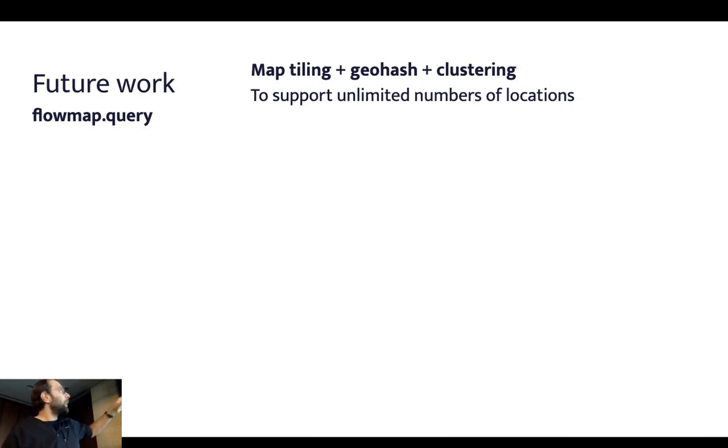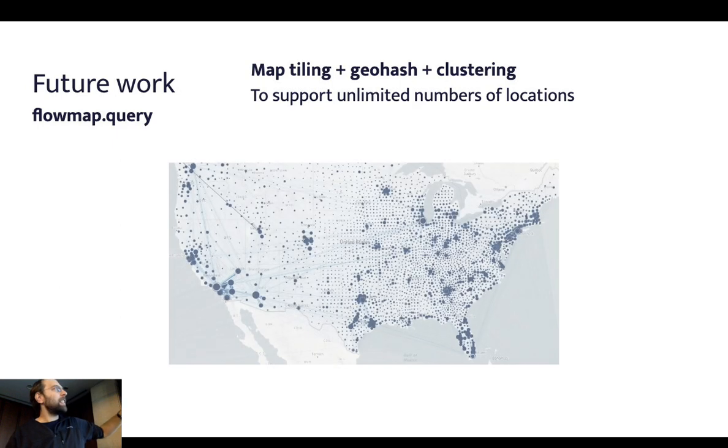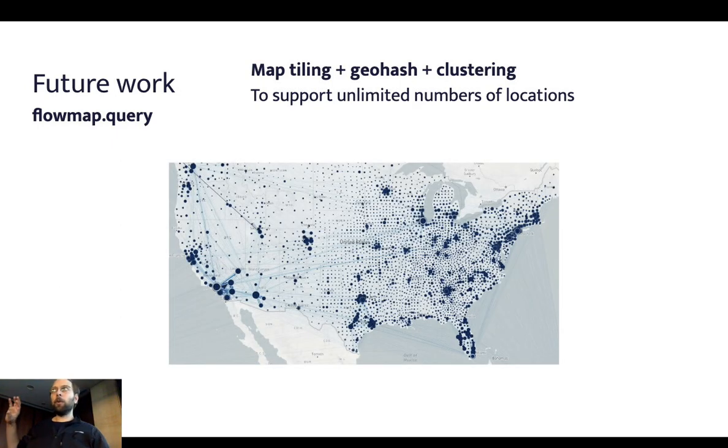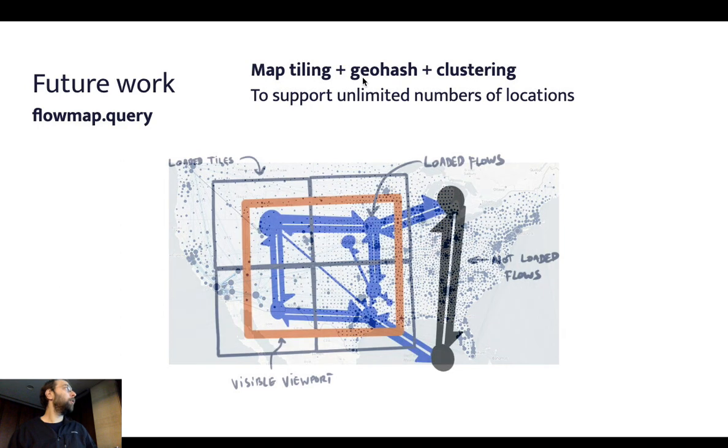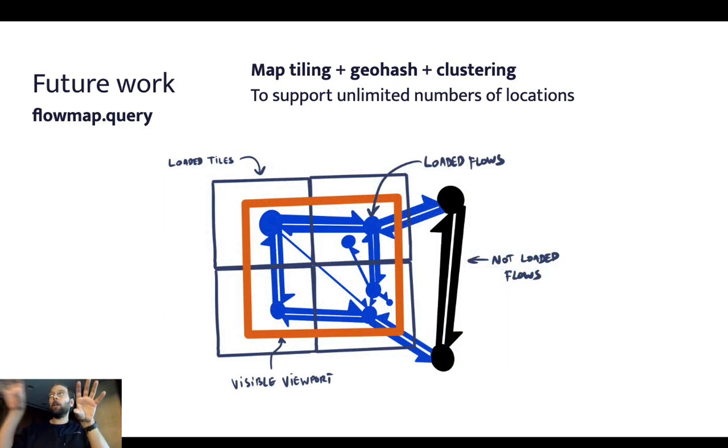So, future work. Currently, there are still some limitations on the number of locations we can support in one dashboard, because we don't tile them, we load them all at once. And when you zoom in to the finest grained zoom level, there can be too many locations and too many flows between them. So it would be at least something to explore, to implement tiling with geohashing and clustering in order to split the data which we are loading into chunks.